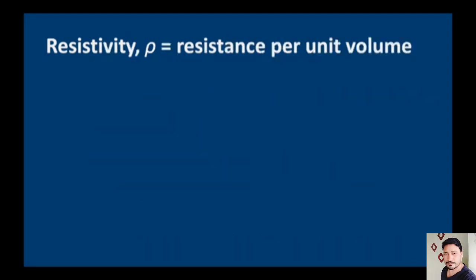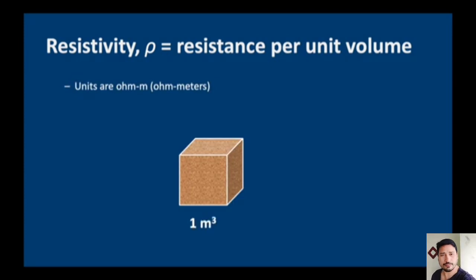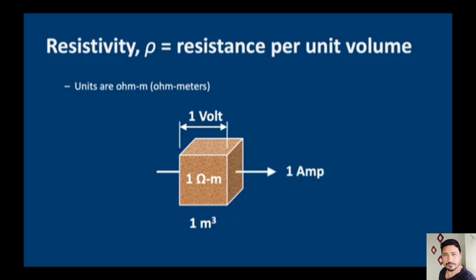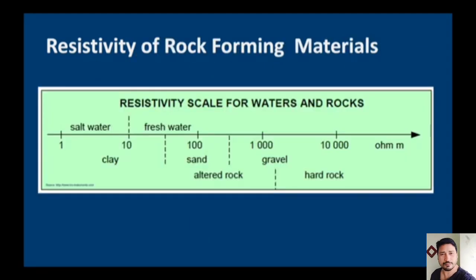Resistivity is the resistance per unit volume, and it is measured in units of ohm meters. If we have a unit cube of 1 cubic meter and we have a resistivity of 1 ohm meter, what this means is that if we have a potential difference across it of 1 volt, we will get a current flow of 1 amp. Here are the resistivities of some typical rock-forming materials.